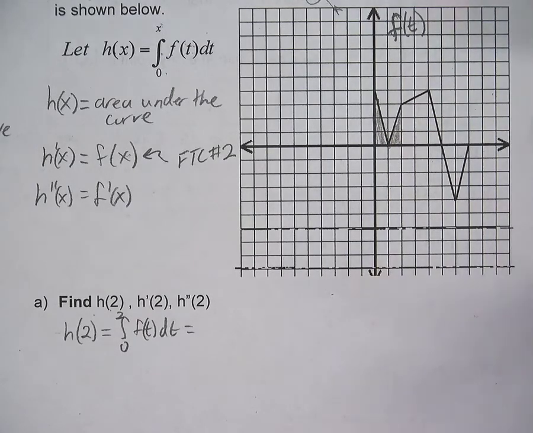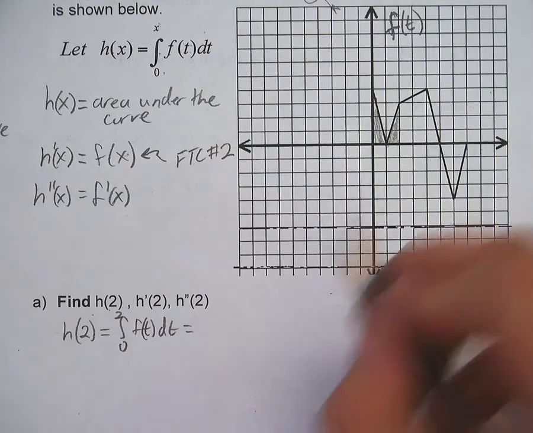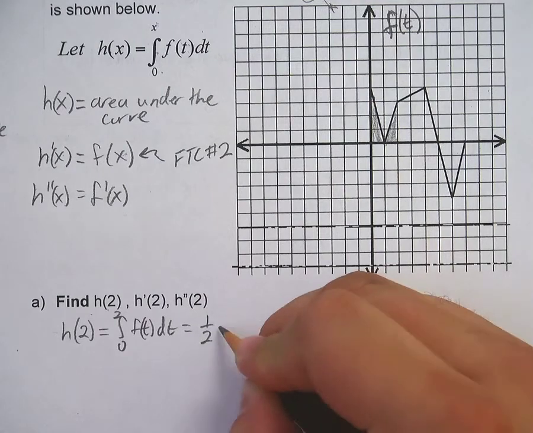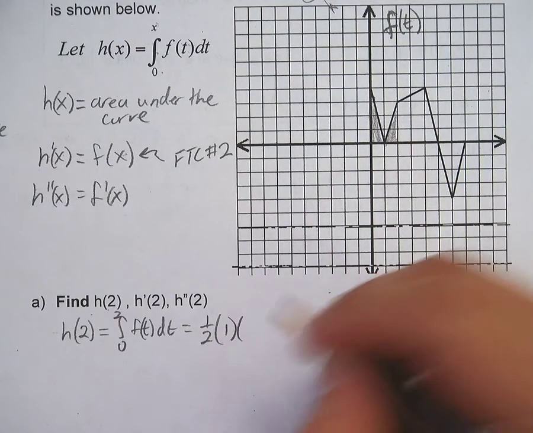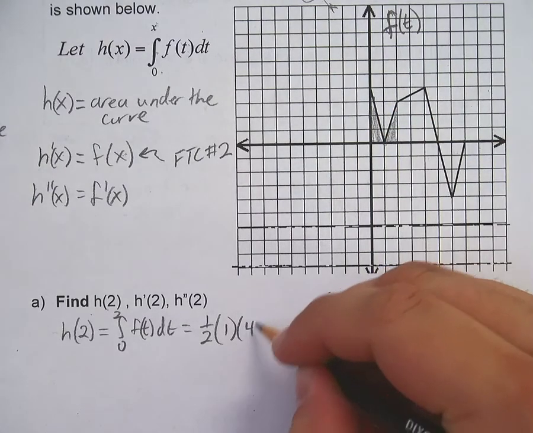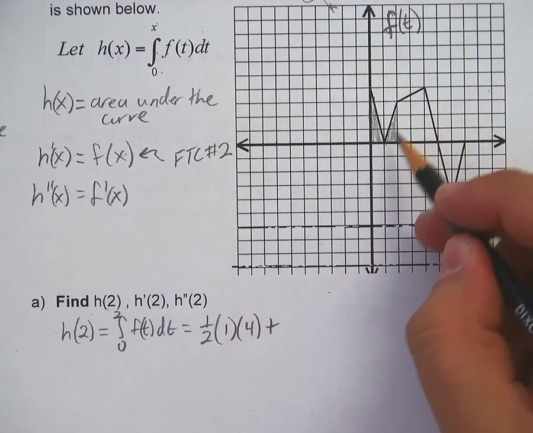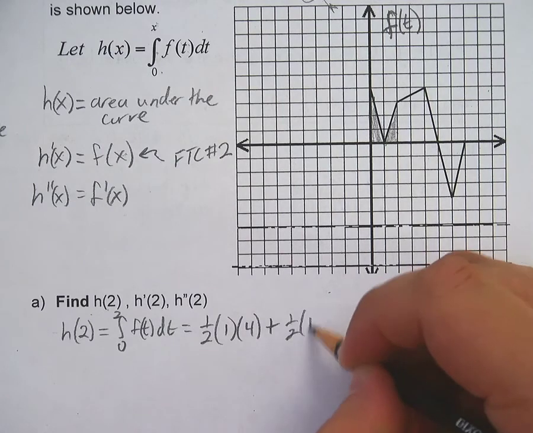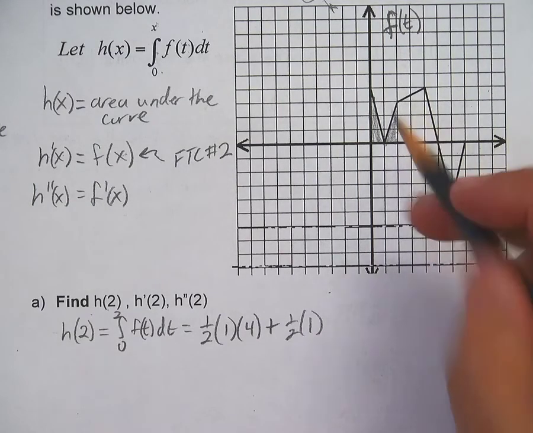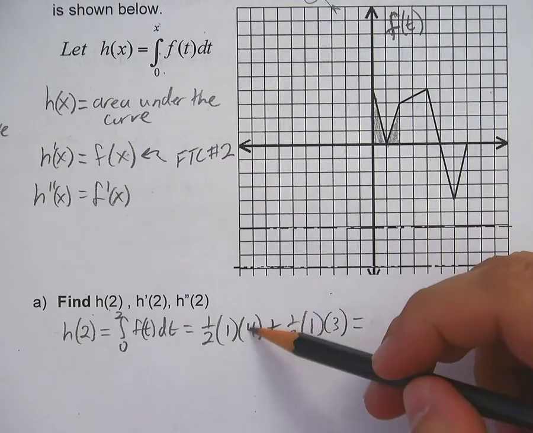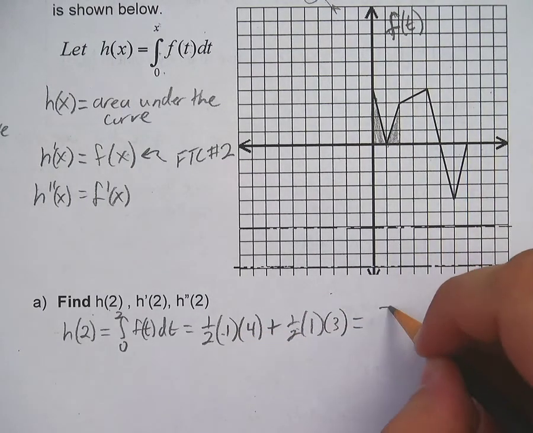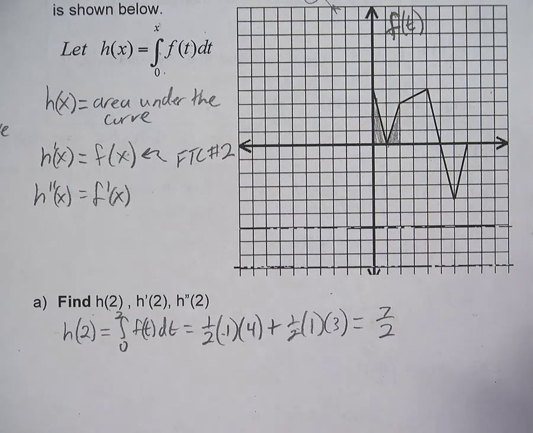So this is going back because I don't have an equation to use. I got to go back and use my graph up here. So two triangles is what it looks like. 1/2 base times height. So 1/2 my base is 1. My height on the first one is 4, looks like. Plus this area, my 1/2 base times 1, or base is 1, my height is 3. Which is 4 over 2 plus 3 over 2. 7/2. That's h of 2.